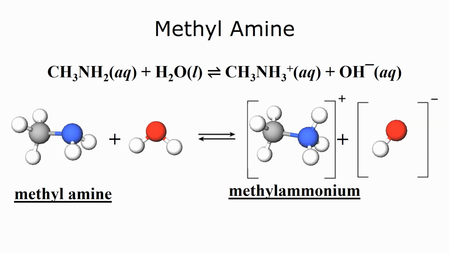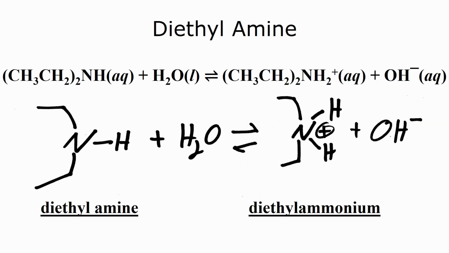And it does so very weakly, but it does so enough to increase the concentration of hydroxide. We can also take the exact same compound, ammonia, and replace two of the hydrogens with ethyl groups, making diethylamine. Again, we still have that tetrahedral nitrogen with a lone pair. It's going to react with water. In this case, it's going to form diethylammonium and hydroxide.